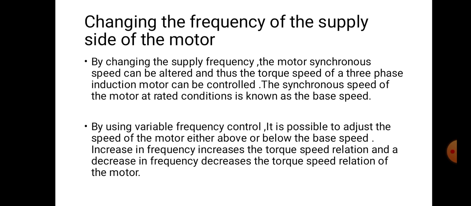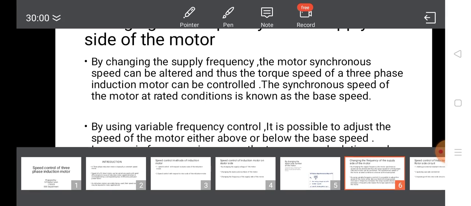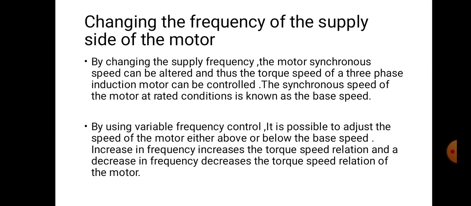changing the frequency of the supply side of the motor. In this, frequency can be changed. By changing the supply frequency, the motor synchronous speed can be altered, and thus the speed of the three-phase induction motor can be controlled. The synchronous speed of the motor at rated condition is known as the base speed. By using variable frequency control, it is possible to adjust the speed of the motor either above or below the base speed.